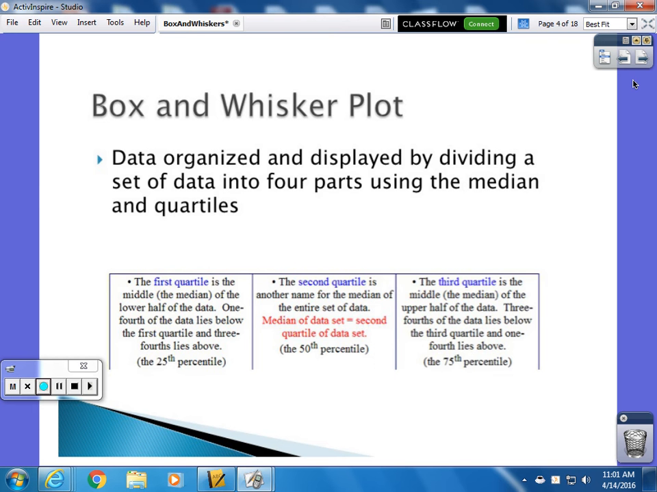Probably what you really need to write down for your notes is the first quartile is also called the lower quartile. It's the 25th percentile. The second quartile is also called the median. It's where 50% of the data is above it, 50% is below it. The third quartile, or the upper quartile, is the 75th percentile.